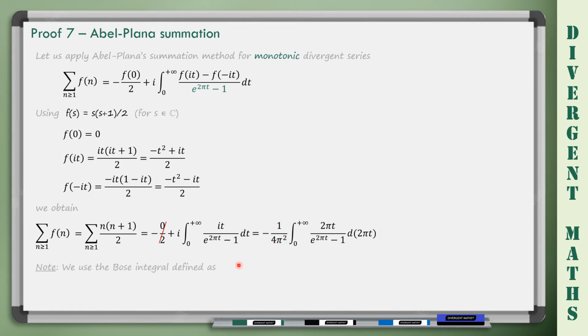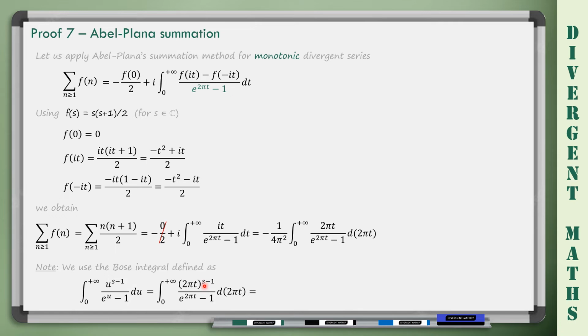Simply because we want to use a Bose integral, which is defined as the integral from 0 to plus infinity of u to the s minus 1 over e to the u minus 1. So now if we replace that with the change of variable u equal 2 pi t, we just rewrite the same thing, 2 pi t to the s minus 1 as an exponent over e to the 2 pi t minus 1 d of 2 pi t. And now when you compare those two expressions, you can see they are the same for the value of the exponent equal to 1.